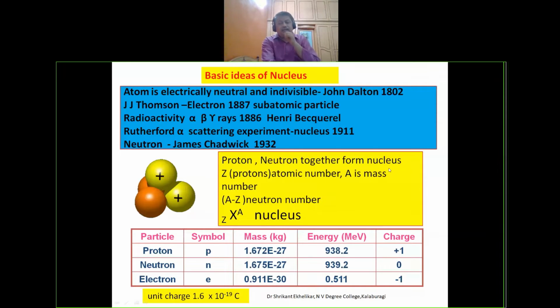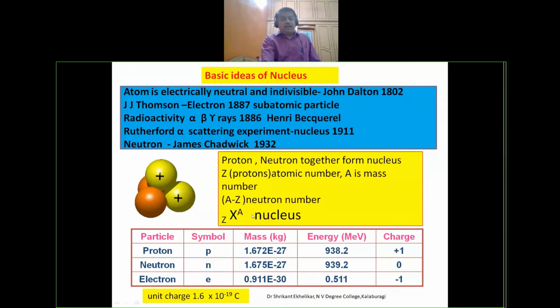Total number of protons plus neutrons is the mass number A, and A minus Z, that is total mass minus number of protons, is the neutron number. So protons and neutrons form a nucleus. Number of protons is Z, called the atomic number. Total number of nucleons, that is protons plus neutrons, is the mass number, and mass number minus protons is the neutron number.